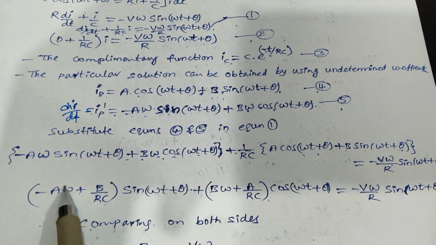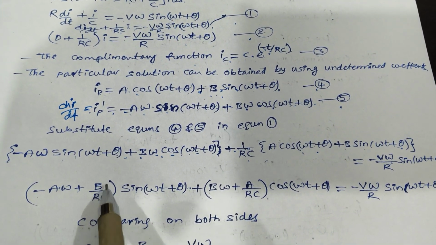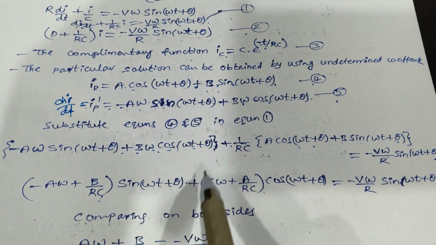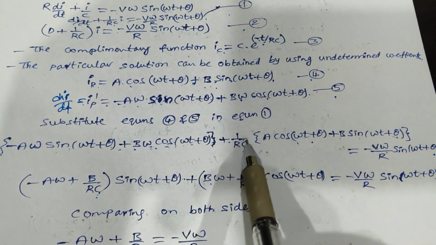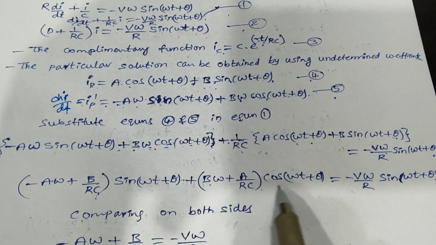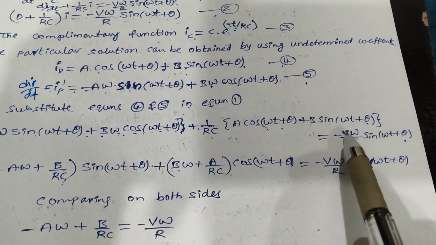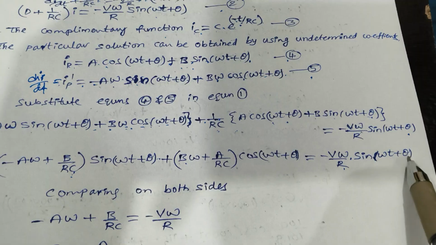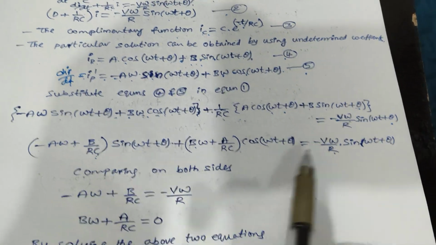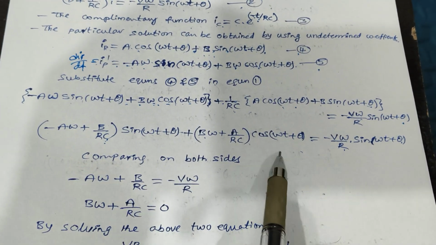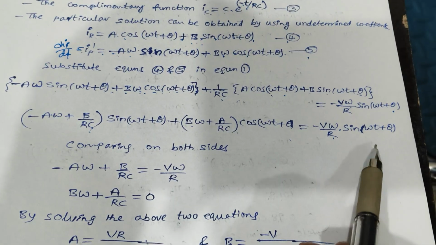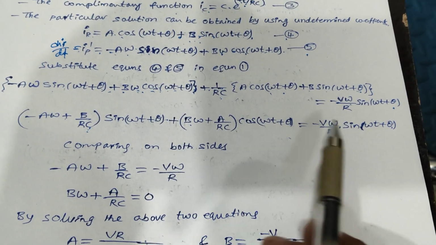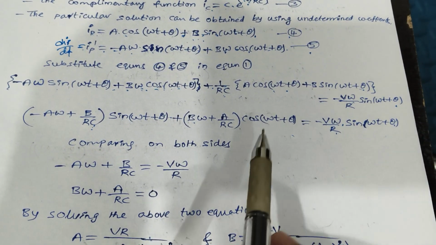Sine term coefficients are common: minus a omega plus b by rc. Cosine term coefficients are b omega plus a by rc of cos omega t plus theta, which is equal to the right side same term, that is minus v omega by r into sin omega t plus theta. Comparing on both sides, sine coefficients and cosine coefficients, the sine coefficient is 0, the cosine coefficient is 0 on the right side.